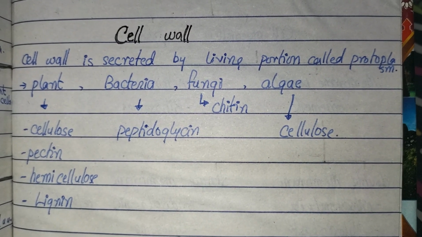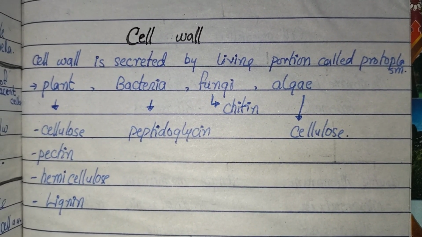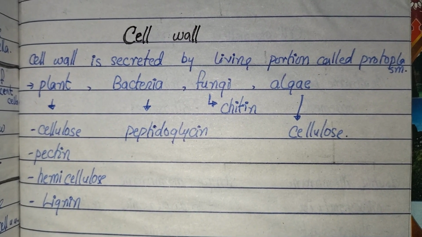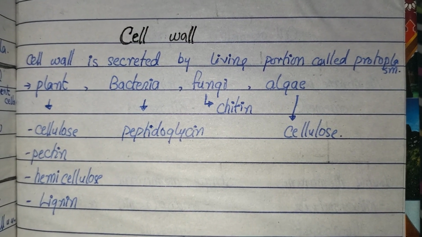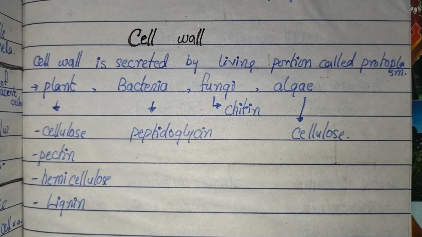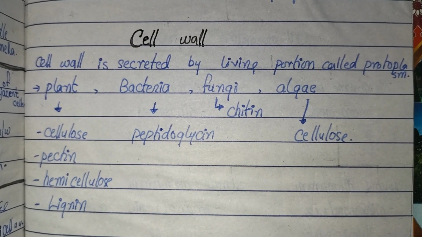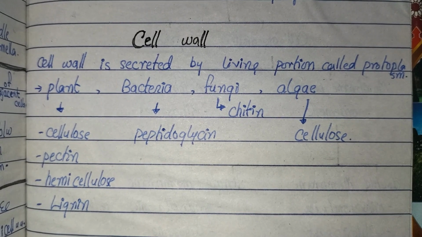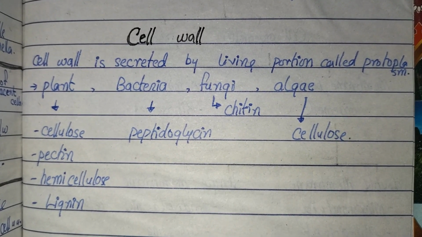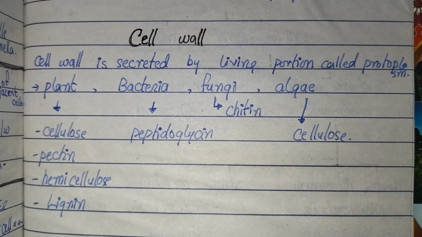The cell wall is secreted by the living portion called protoplasm. We have many living organisms which have a cell wall, like plants, bacteria, fungi, and algae. The cell wall of a plant is made up of cellulose, pectin, hemicellulose, and lignin, in which 80% of the plant cell wall is made up of hemicellulose, and the remaining of cellulose, pectin, and lignin.